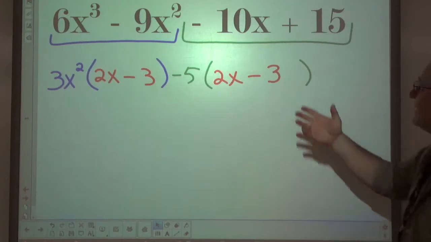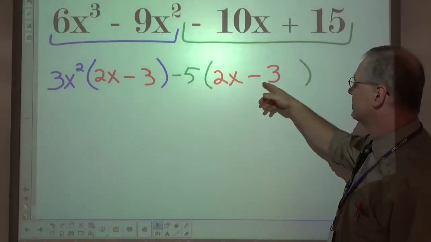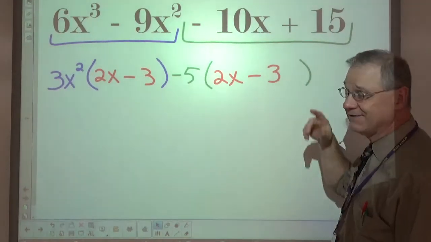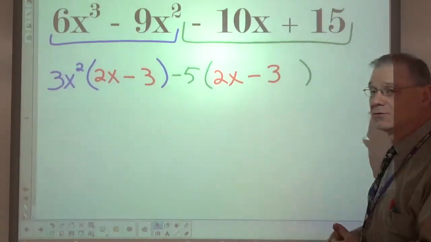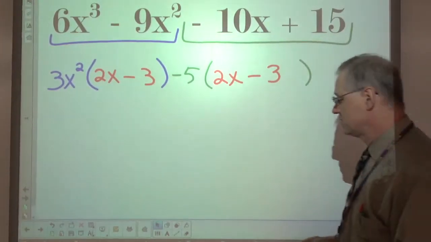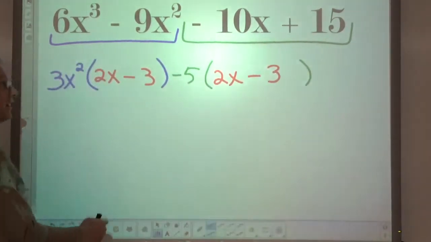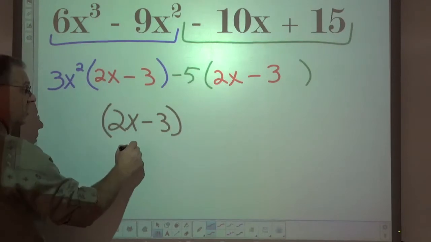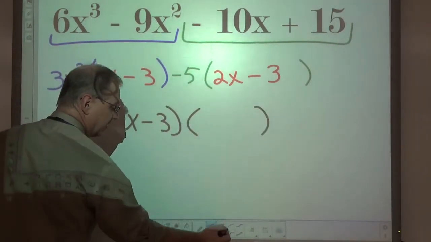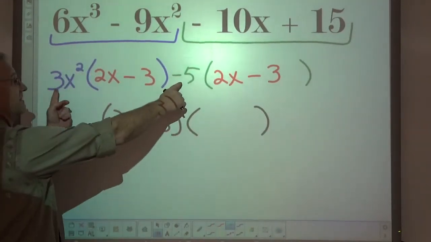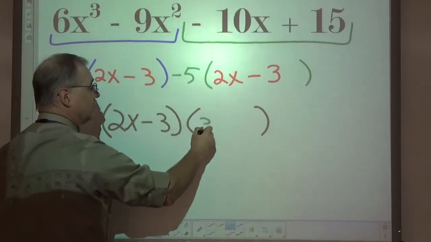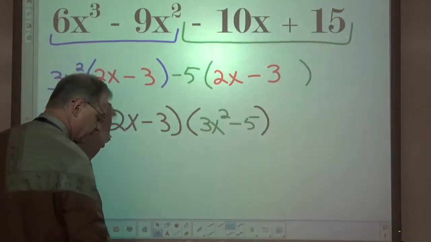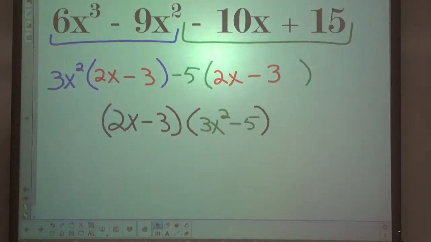Remember, if that doesn't work and it comes out to something different here, maybe 2x minus 5 instead of 3, then it's not going to work with group factoring. So just keep that in mind. I'm going to pull out the 2x minus 3 that they have in common, and the other parenthesis will be filled with these two, 3x squared minus 5, and there's my answer.